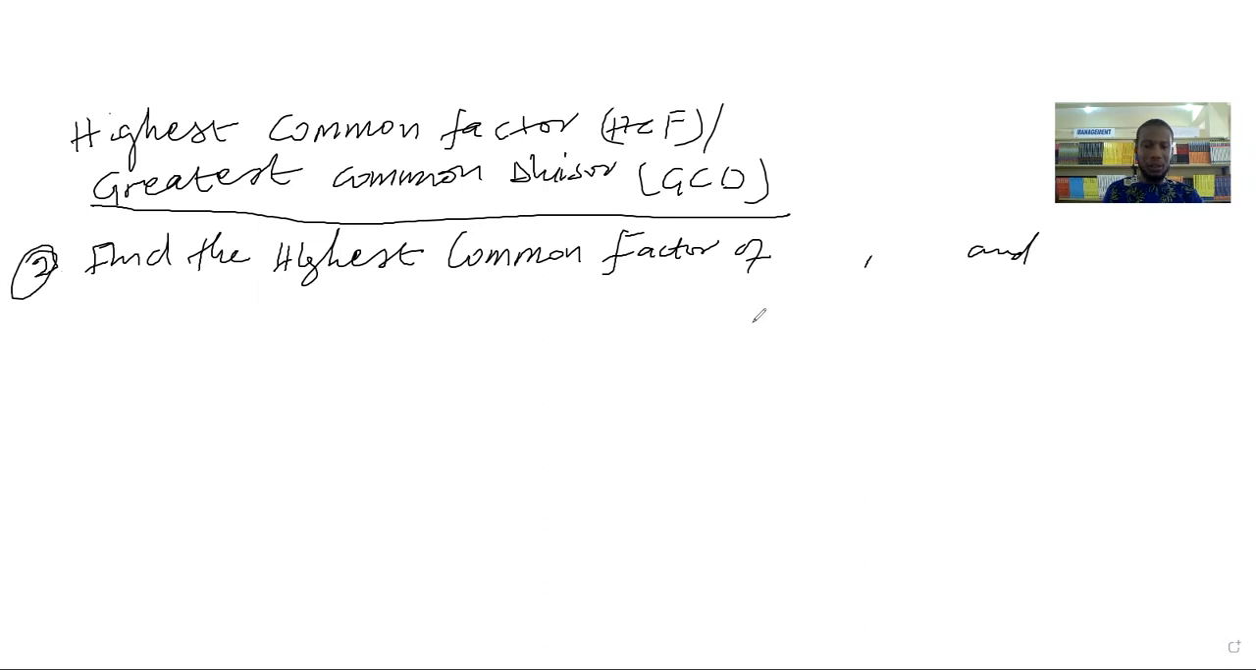Question 2. We are finding the greatest common factor of 28, 42, and then 56. We have our 28, 42, 56.